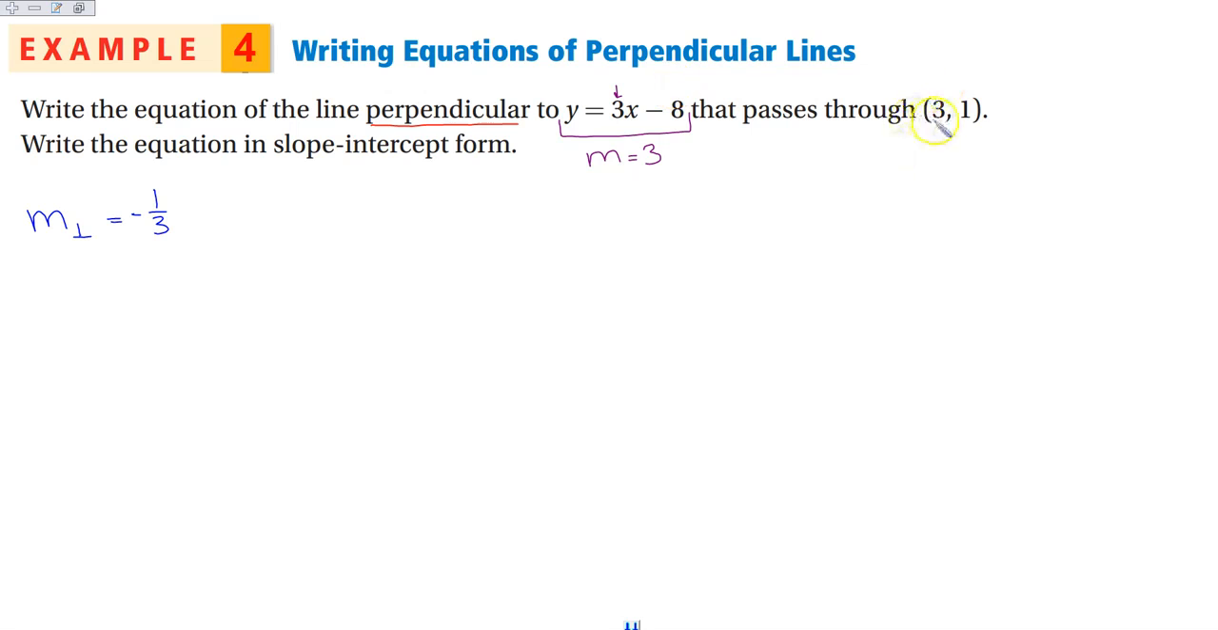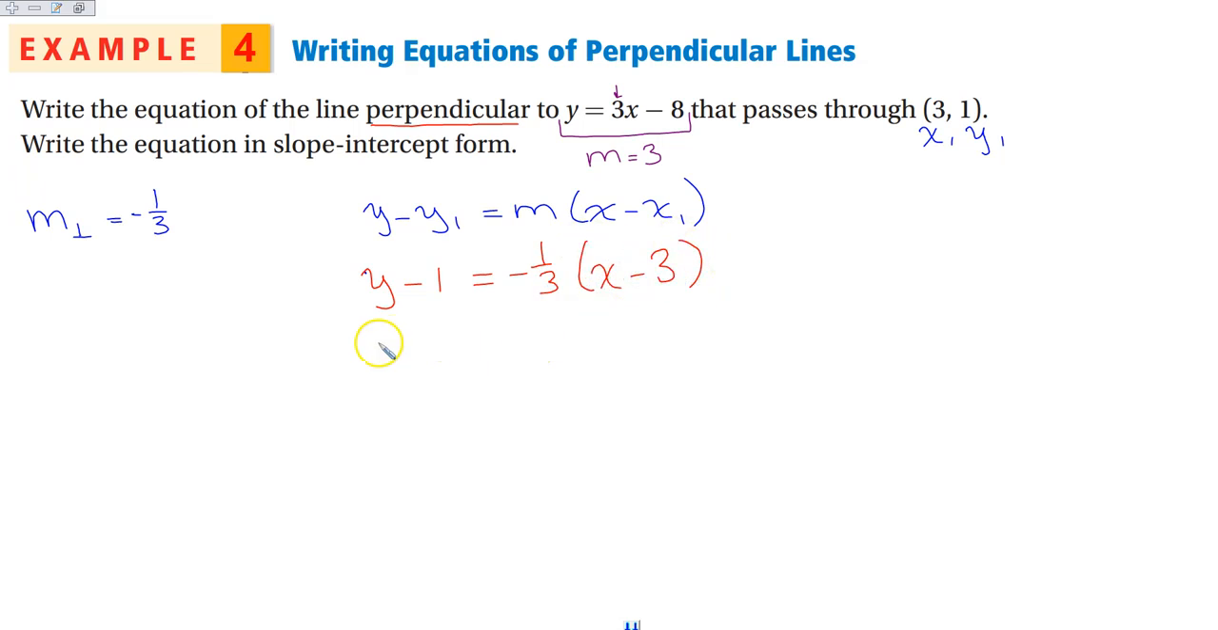Again, I'm given a point that goes through the line, so I'm going to label this as x1, y1. I have my slope and I have a point on the line, so I'm going to start in point-slope form: y minus y1 equals slope times x minus x1. So y minus y1, which is 1, equals slope, which is negative 1/3, times x minus x1, which is 3. First things first, we distribute that negative 1/3.